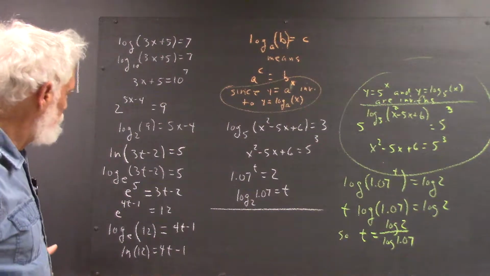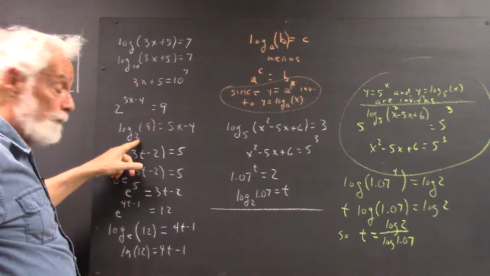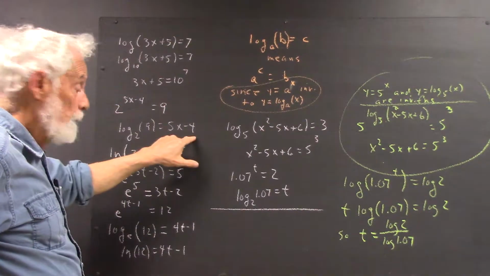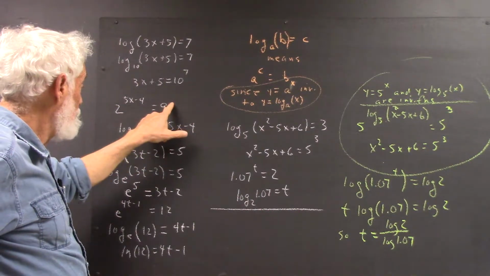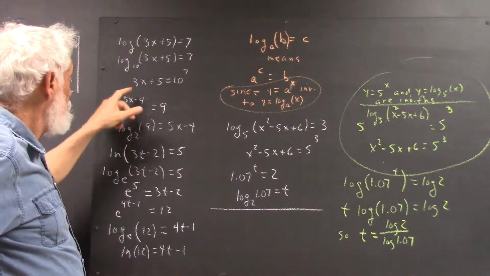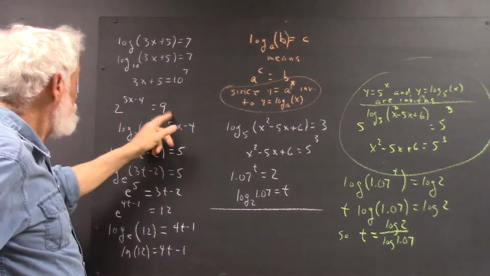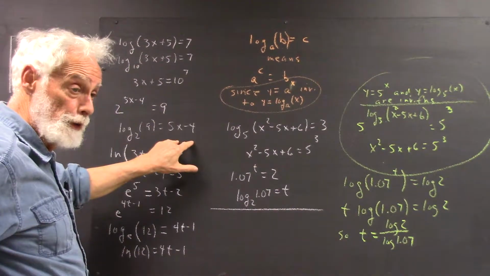Now, once you get used to it, you know that the base is going to go here, that the exponent is going to be what it equals, and that the number that the exponential equals is going to be what you take the log of. So 2 to the 5x minus 4 equals 9 means log base 2 of 9 equals 5x minus 4.